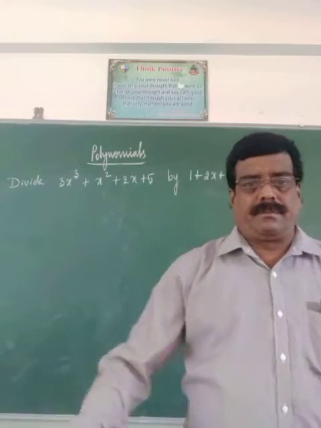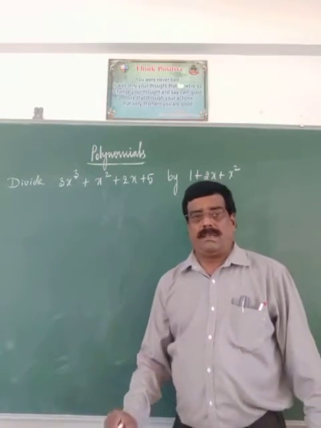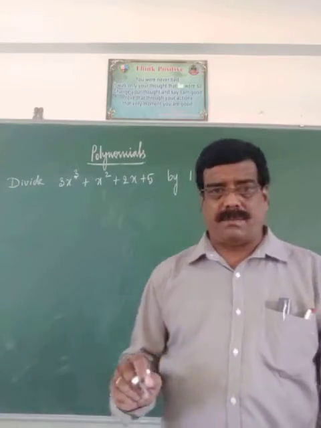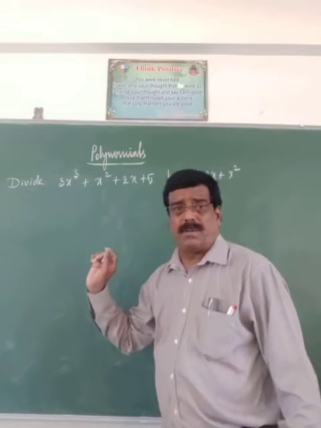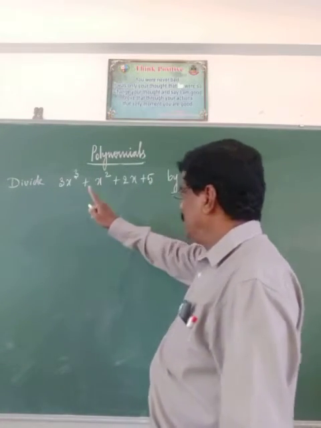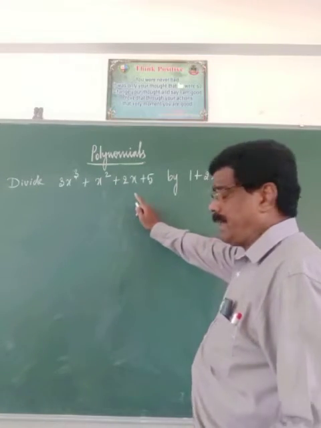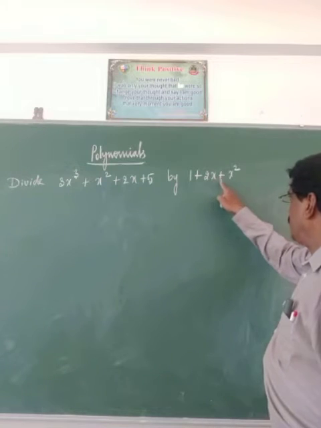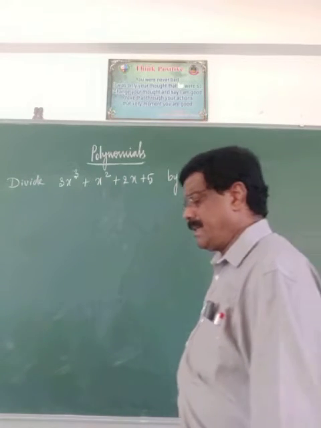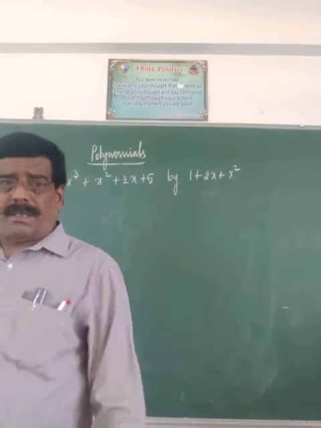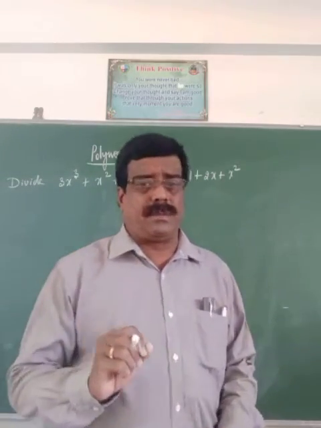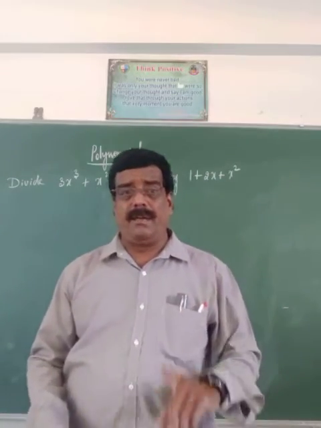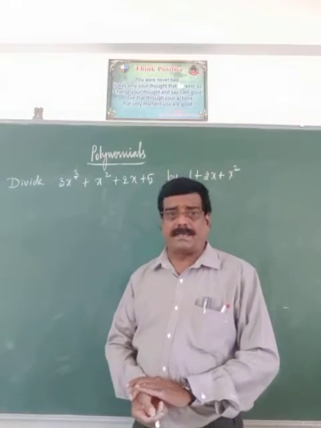Yes children, now another question is ready. This is taken from a worked example in your textbook. It's example 2. Divide 3x cube plus x square plus 2x plus 5 by 1 plus 2x plus x square. Let's just do the sum directly again. Regarding this concept, this is the last sum. Remaining sums you have to do yourself from the exercise. In the exercise you have 3 sums. Out of 3, the third sum I did. First and second you have to do yourself and get the answer.